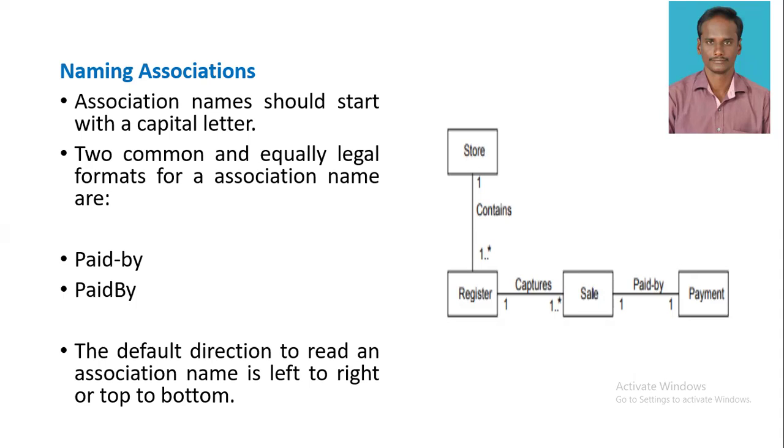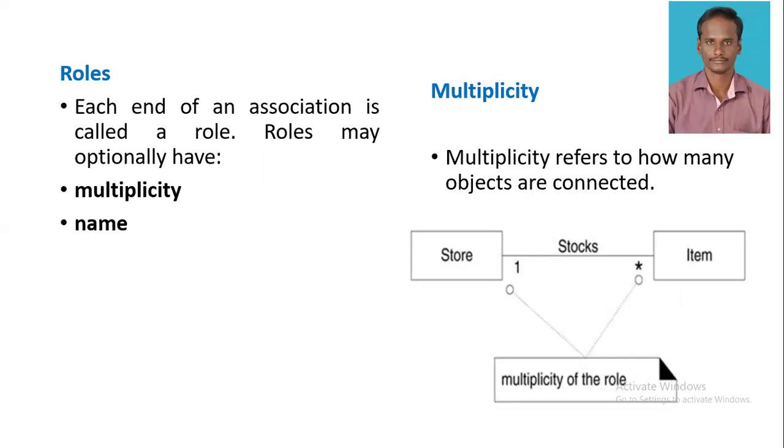So just note down the naming of associations. All association names start with a capital letter, and between two words it may have a hyphen or it may not have a hyphen, but it should not contain white spaces. Also, the direction for the association between two classes must be top to bottom or left to right. And the next topic is roles and multiplicity.